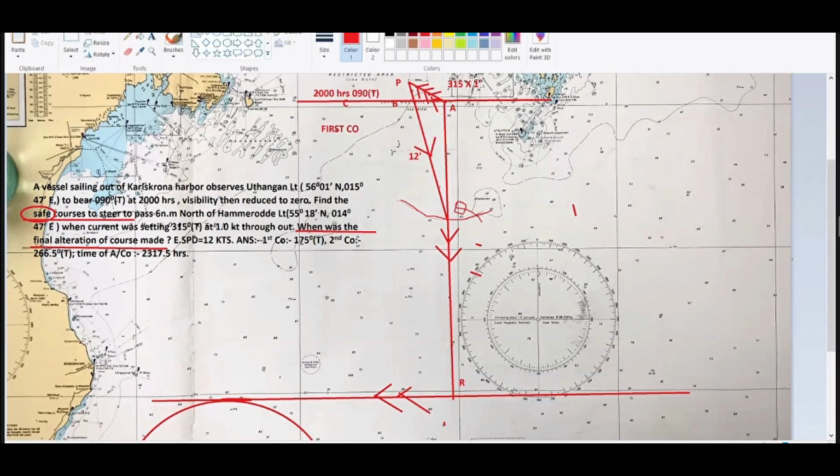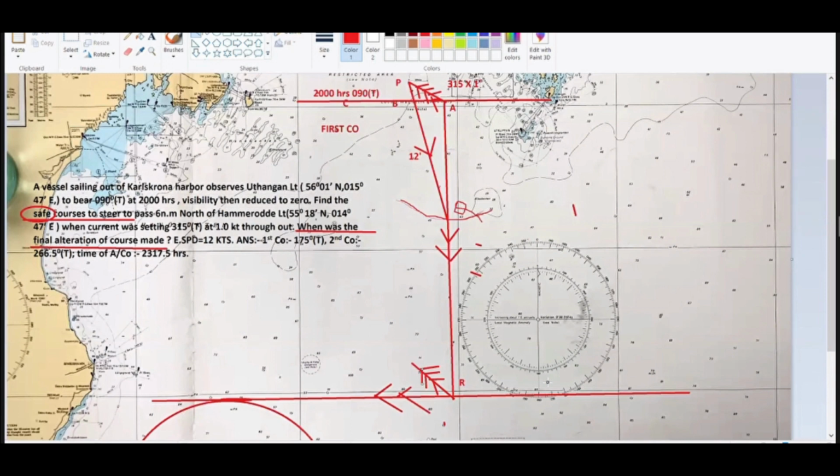We have transferred it. Now the vessel can be anywhere on this first line. Take any point A, that is not my position. I don't know the position, I am only finding out the course. From that point, I take any point A and drop a perpendicular line to the transferred PL, and we got a point R. A point we have started and point R. So this will be my first course made good.